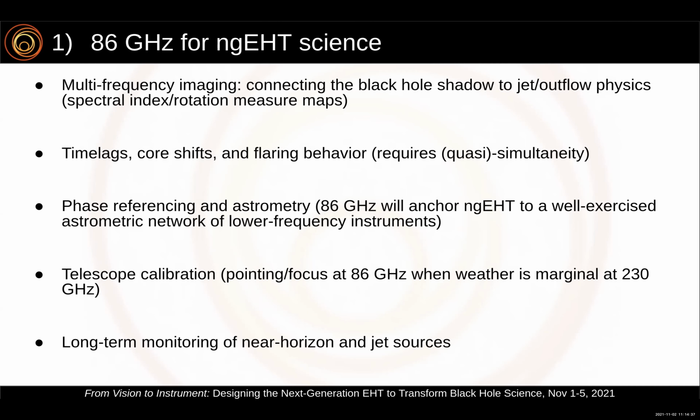Then there are secondary benefits like telescope calibration. If you know receiver alignment, you could point and focus at lower frequency at 86 when weather is marginal at 230 gigahertz. This opens up observing time at 230 gigahertz that would not be otherwise achievable. And because we can observe at 86 gigahertz for much longer and for a lot more time of the observing year, we can have long-term monitoring of our near-horizon and jet sources as well.